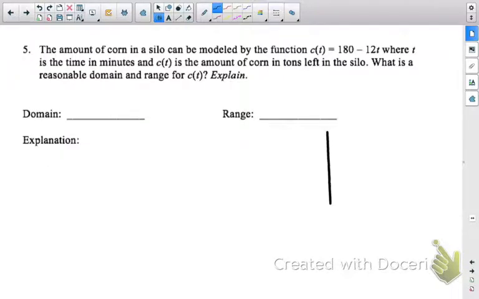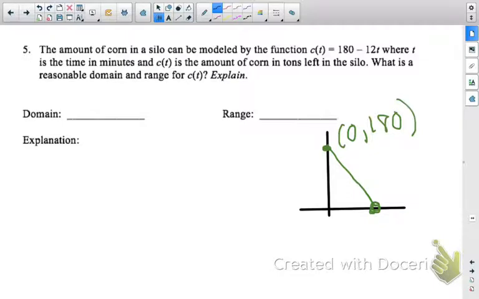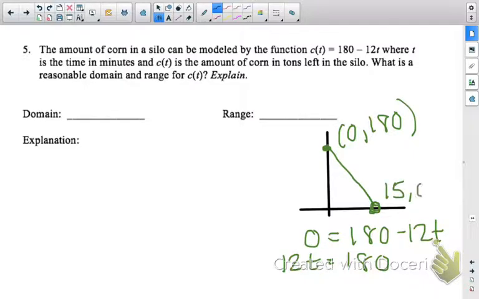This next one we've done several times in this unit, so I always start by sketching a graph. It says the amount of corn in a silo can be modeled by the function 180 minus 12t. With a quick sketch, I know it's dropping because I can see that the slope is negative. So I'm going to label these values. This would be 0, 180, and I need to find the x-intercept, which means I let the function equal 0. So 180 minus 12t is equal to 0. I solve this by adding 12t to both sides, and then I divide 180 by 12, which gives me 15. So this ordered pair is 15, 0.